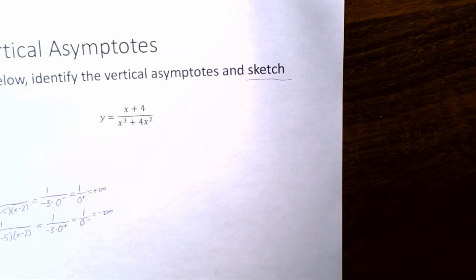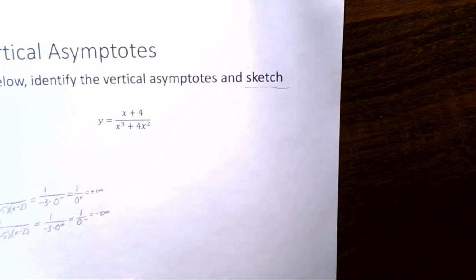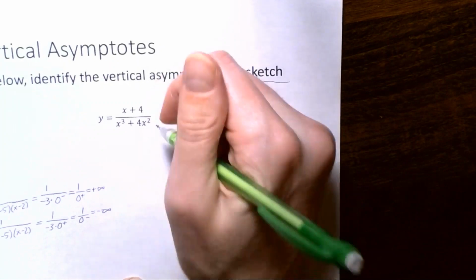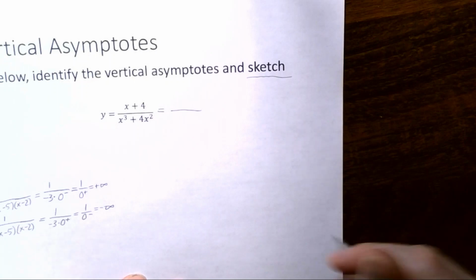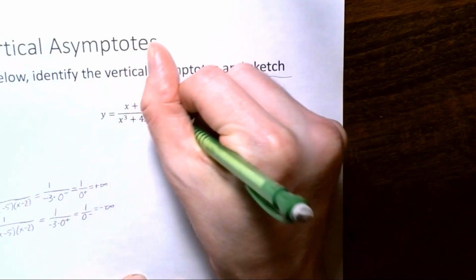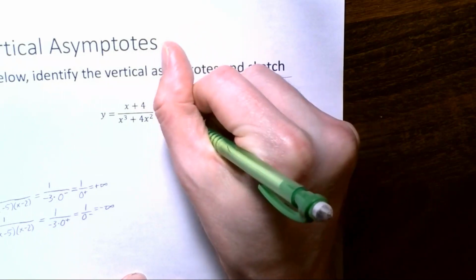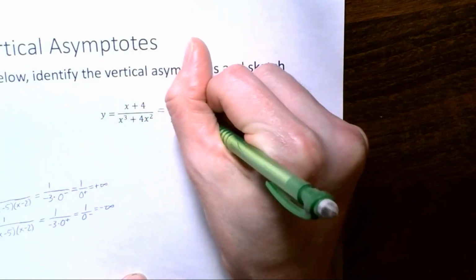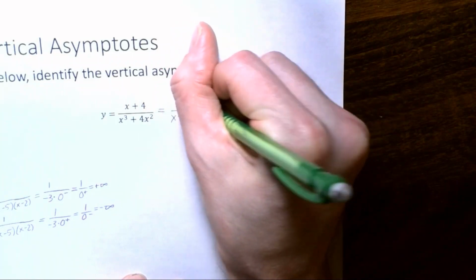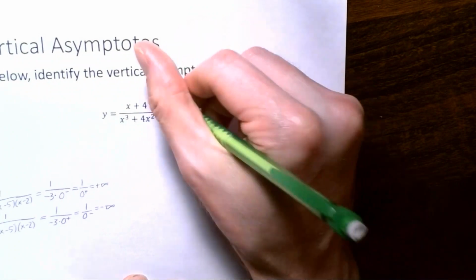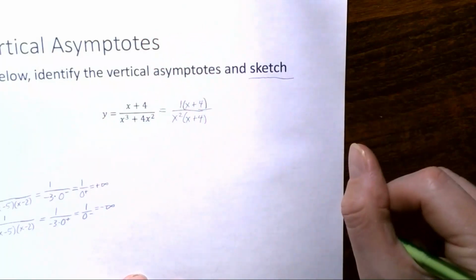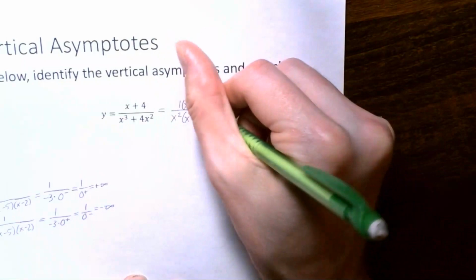Okay, so for this function, this can be further reduced. So to reduce this, I note that for the bottom, both x cubed and 4x squared have x squared in common. So I can factor out an x squared from both of them and end up with x squared times x plus 4 on the bottom. Now, I can always write something as 1 times whatever I have. So on the top, I'm going to write it as 1 times x plus 4. And then cancel the x plus 4's.